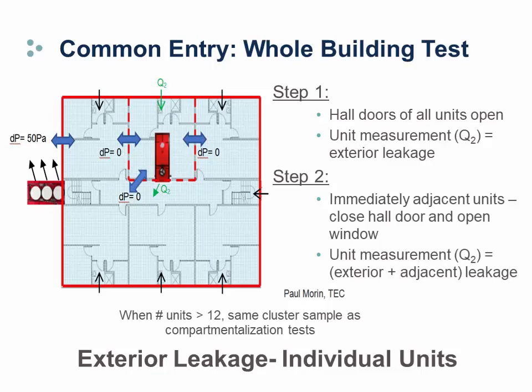But then our second step was to close these adjoining unit doors and open a window to outside. So now all we were guarding is the wall along the hallway. So our measurement through our tested unit's blower door was now including leakage from exterior, but also leakage through the common walls because they were open to outside from the open window.